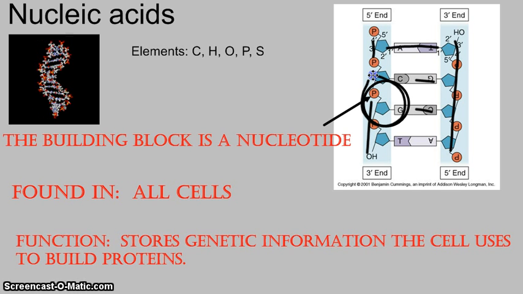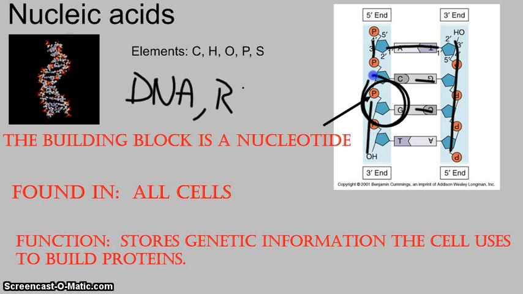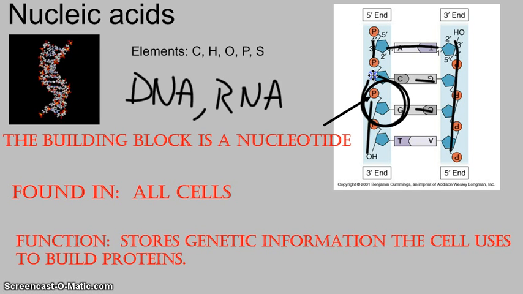They're found in all cells. All living things contain nucleic acids, and they're in every single cell of every living thing. Their function is to store genetic information. The cell uses this to build proteins, and we're going to be talking a lot about nucleic acids this year. You'll hear nucleic acids referred to as DNA or RNA, and you can see one twirling up there in the corner. They're very beautiful molecules. We spend plenty of time during the course of biology talking about these two things.